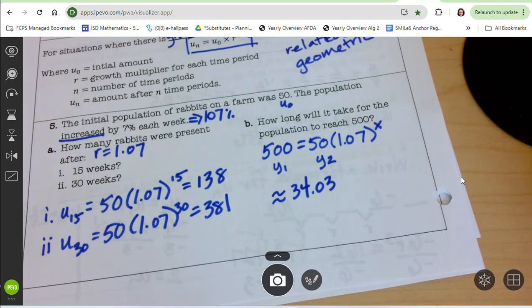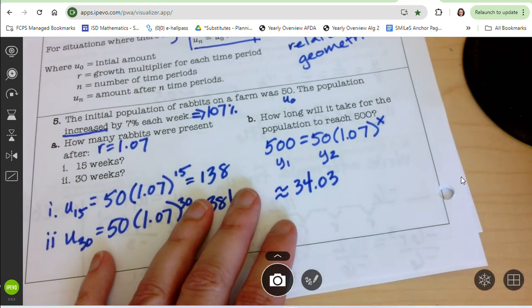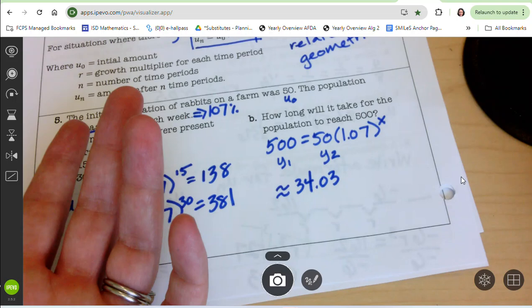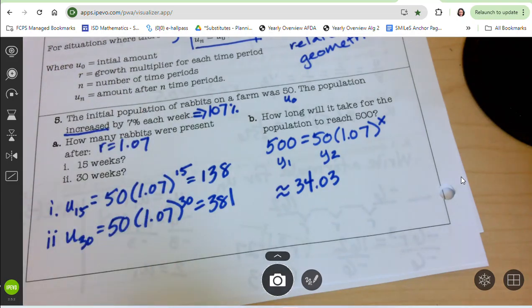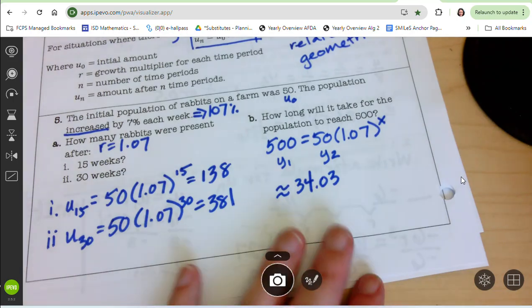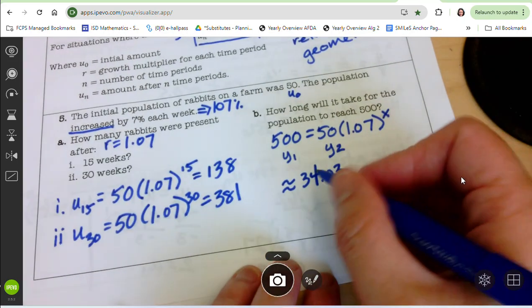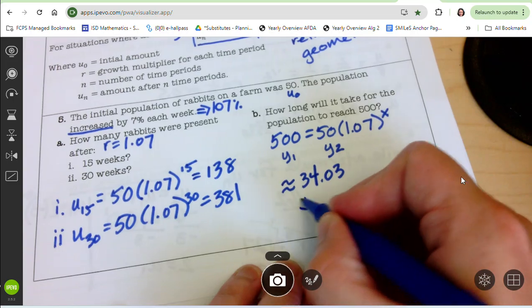Okay, so this time it says how long. It doesn't say something specific like how many terms or how many years or how many weeks. So we can answer more generally here. This would be just after 34 weeks.